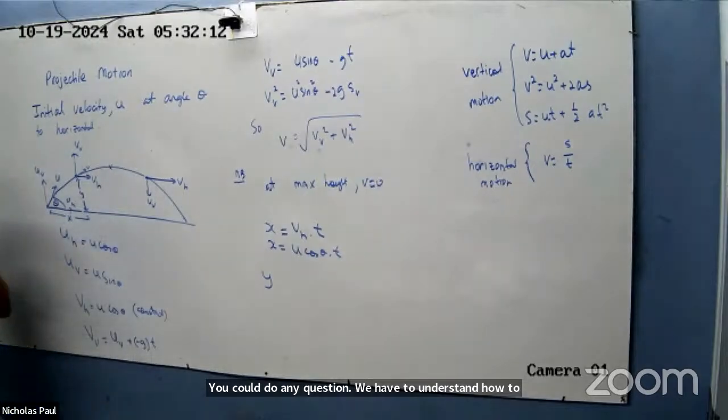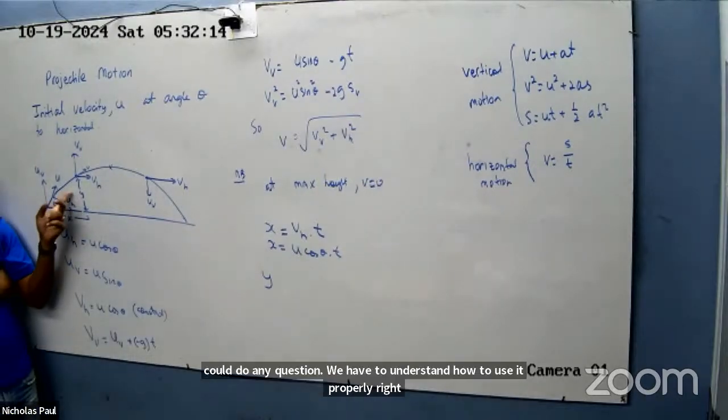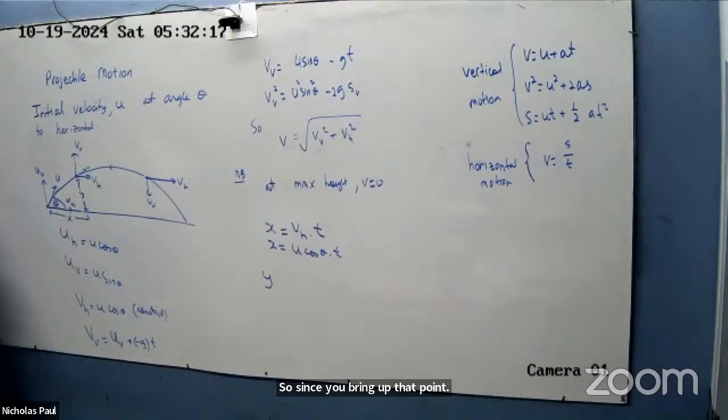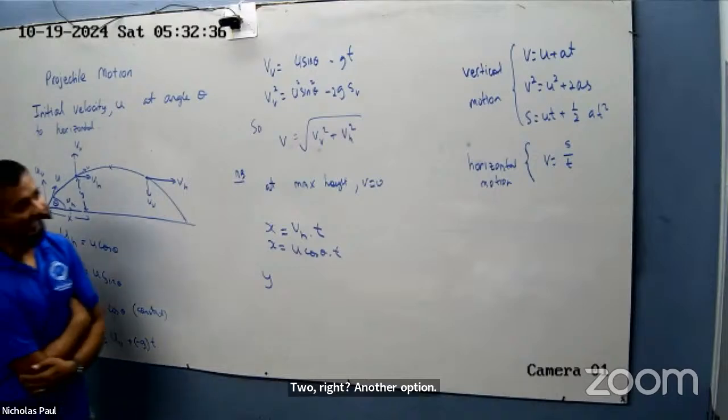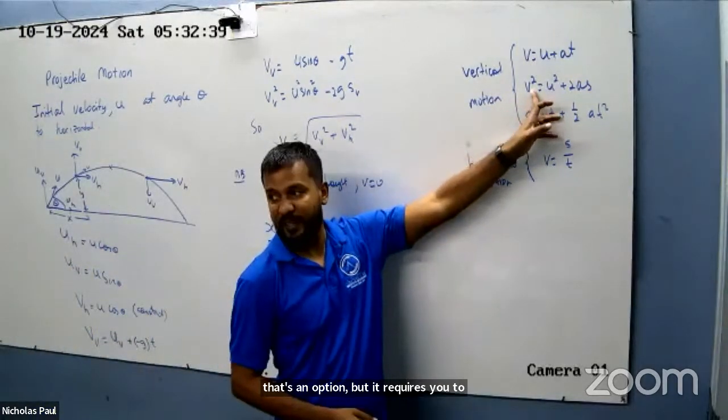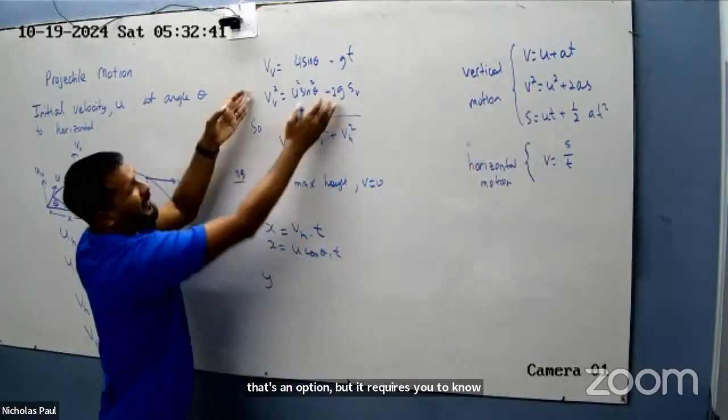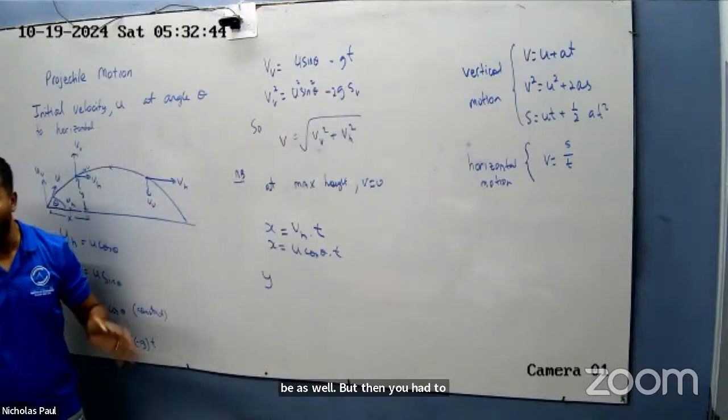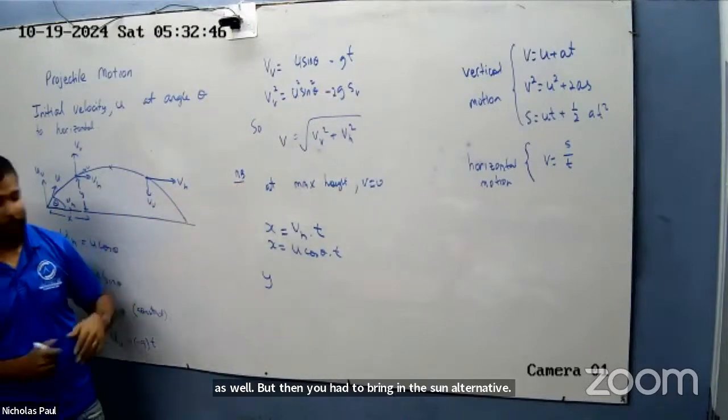So since you bring up that point, how can I get y, the vertical displacement y? Which one would you use then? 1, 2, 3, or 4? Vertical displacement y. 2, right? That's an option. But it requires you to know v as well. But then you want to bring in this and all kind of thing. So let's go easier and use 3.